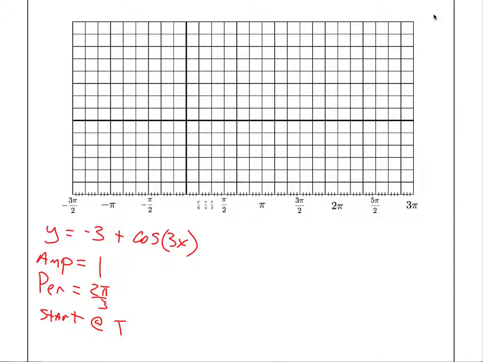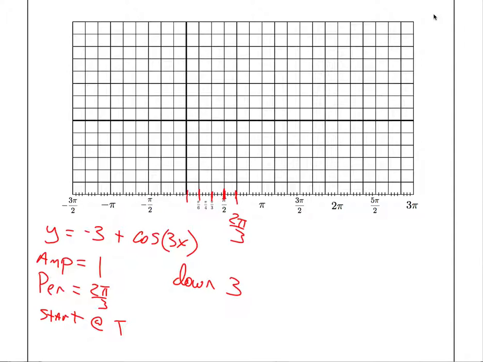All right, so my period is 2 pi over 3. How many spaces to get to 2 pi over 3? 4 spaces is correct. So that's 2 pi over 3. So there's that. All right, so then now we're ready to go talk about our shift. What's our shift in this case? It's down 3. So our shift is down 3.